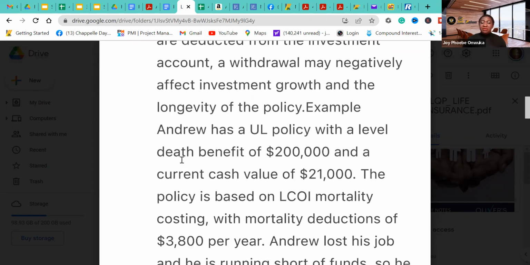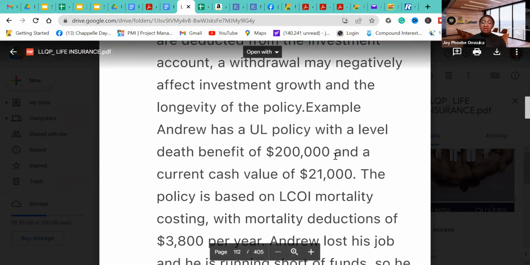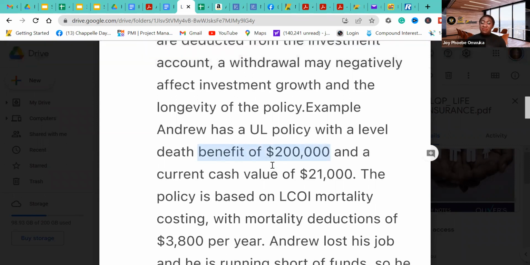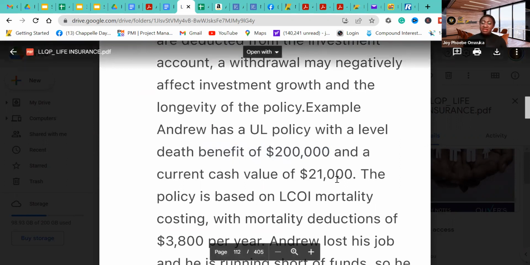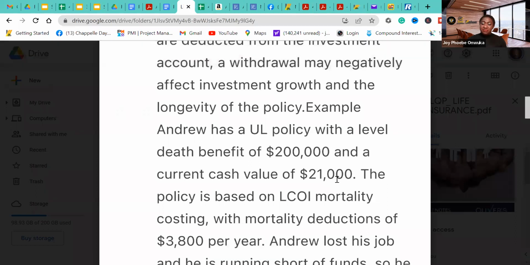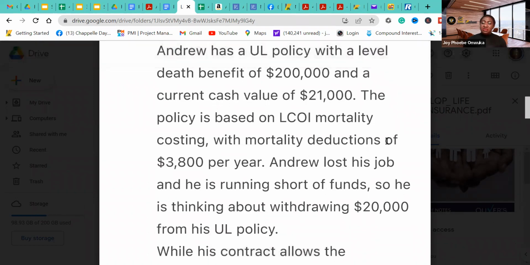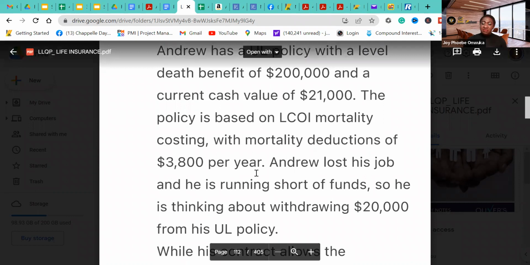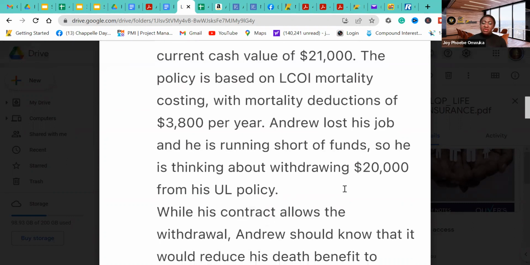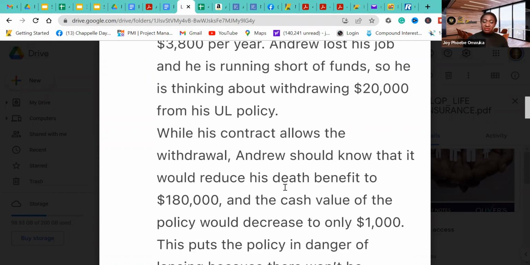For example, Andrew has a UL policy with a level death benefit. Remember, this is a level death benefit of 200,000 and a current cash value of 21,000. The policy is based on level cost of insurance mortality costing, with a mortality deduction of 3,800 per year. Andrew lost his job and he is running short of funds. So he is thinking about withdrawing 20,000 from his UL policy.